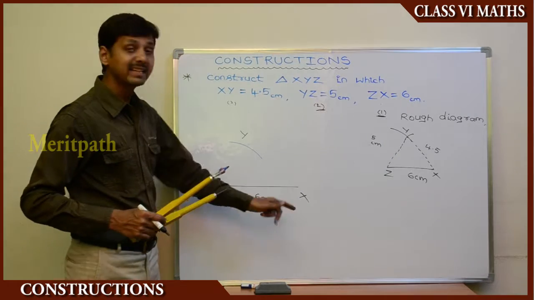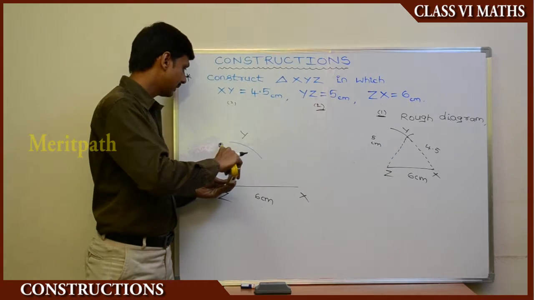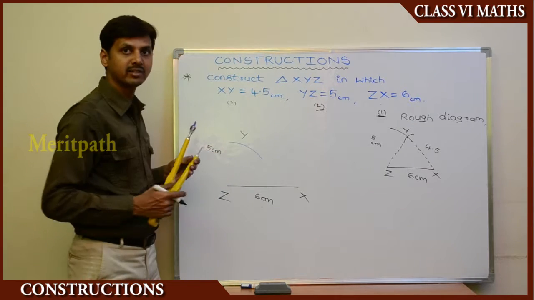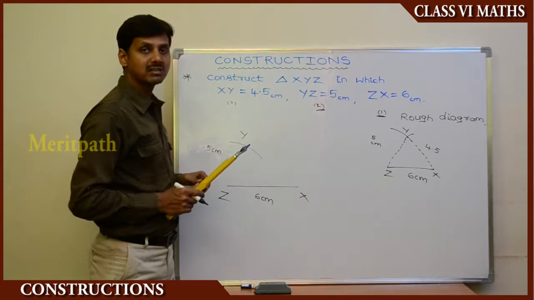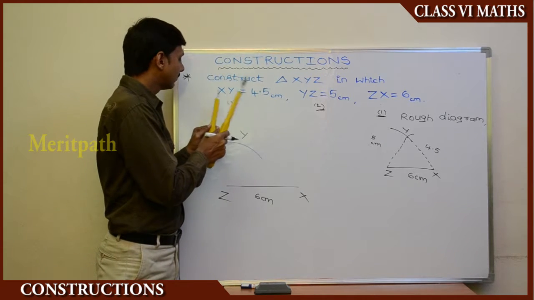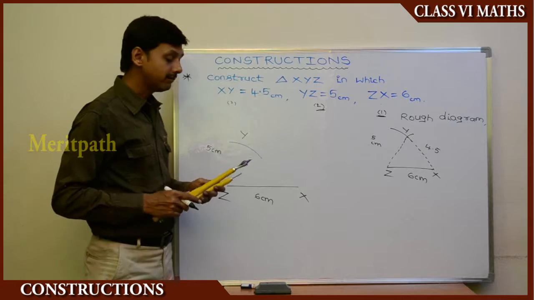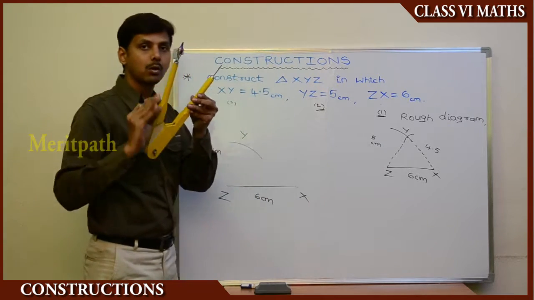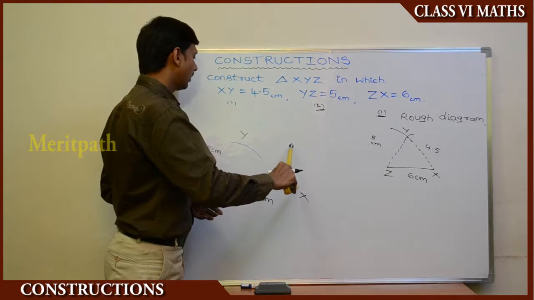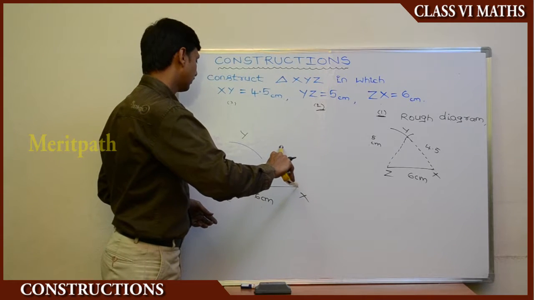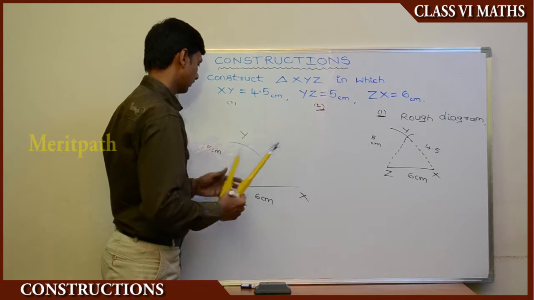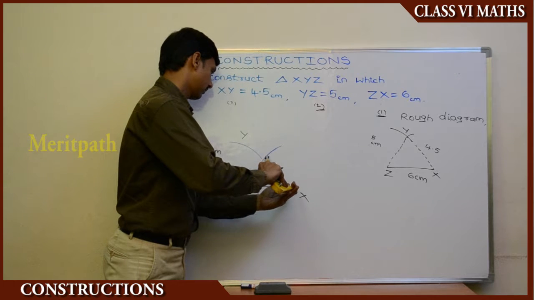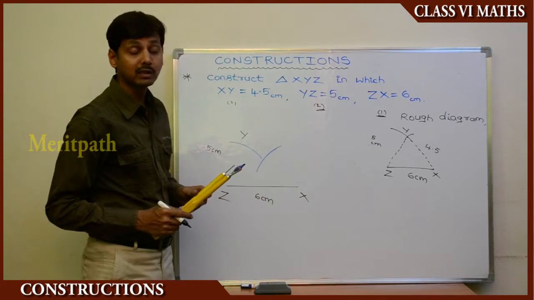Let's recall, ZX we made. Using Z, we made an arc with 5 centimeters radius. Now the last one is XY, 4.5. Now let's take 4.5 centimeters radius on the compass and make this arc here. Let's draw it again. We got one more arc here.